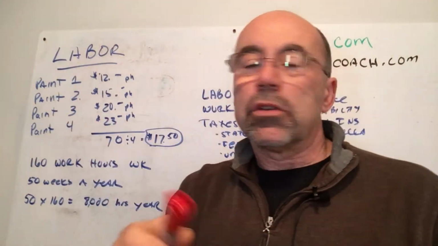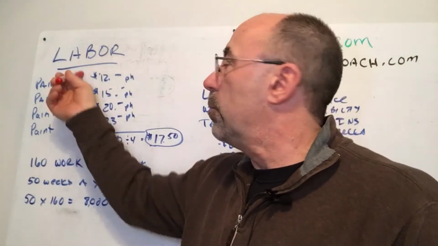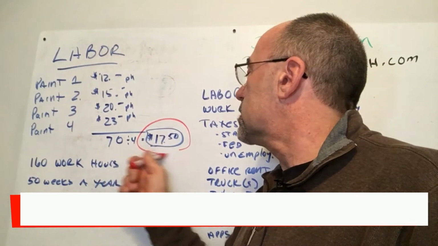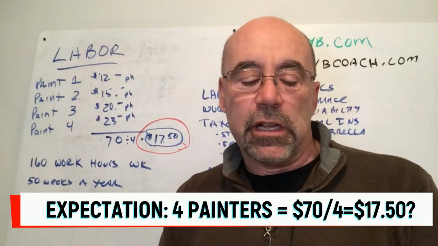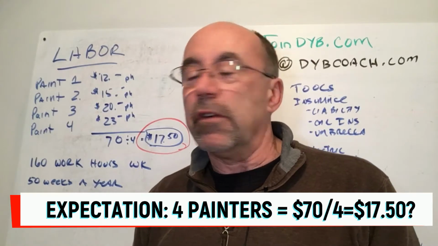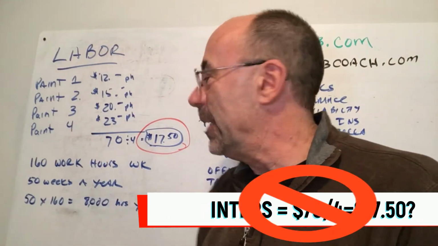So anyways, let's look at that again. So it's $70 an hour divided by 4 because you have 4 employees. So your average hourly rate is right here. It's $17.50 an hour. Great. So every guy is on the average costing you $17.50 an hour. Wrong. Let's go over some more numbers.